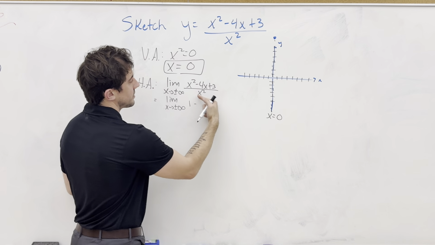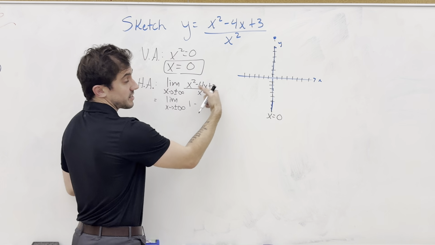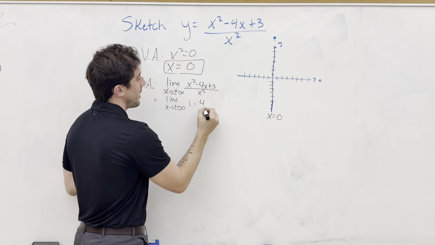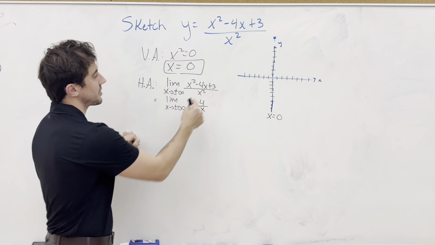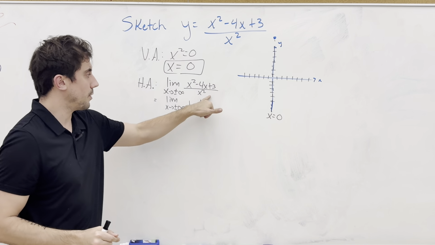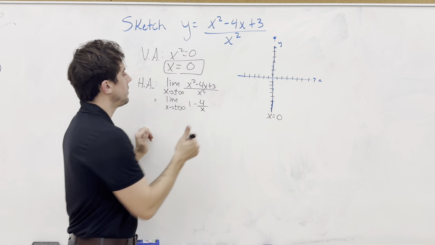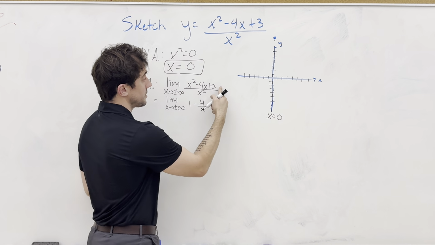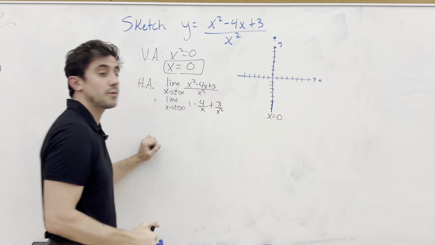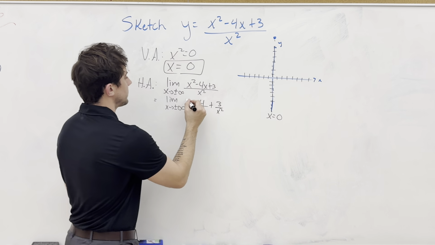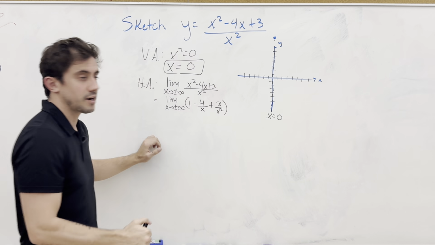And so that second term, the minus 4x over x squared, is going to simplify to minus 4 over x, with one factor of x canceled out from both the numerator and the denominator. And last, we'll have the plus 3 over the entire denominator of x squared, right? And of course, we're taking the limit of this entire expression.